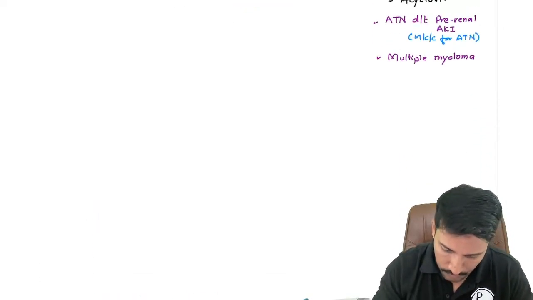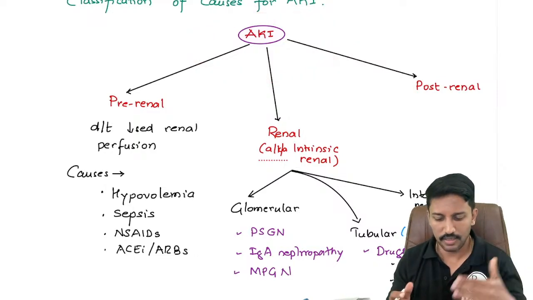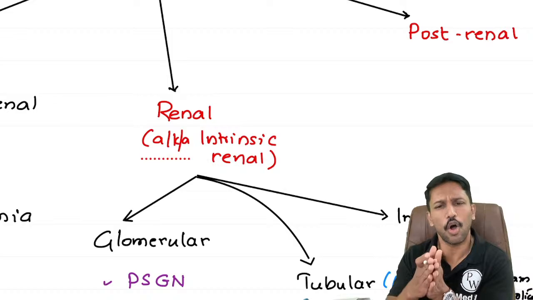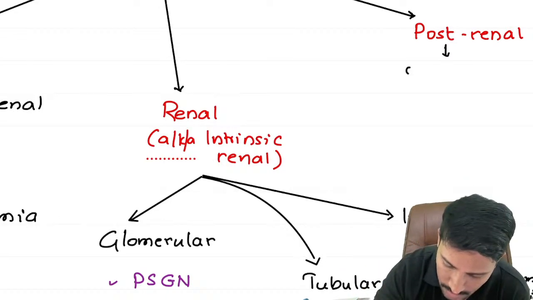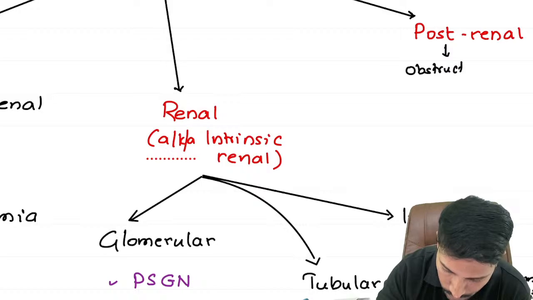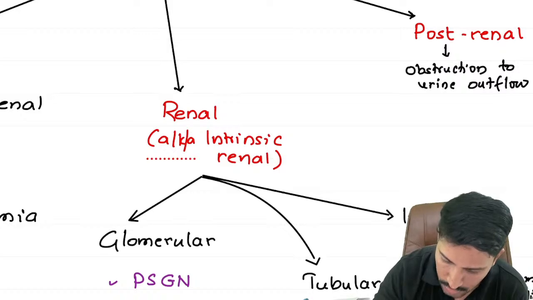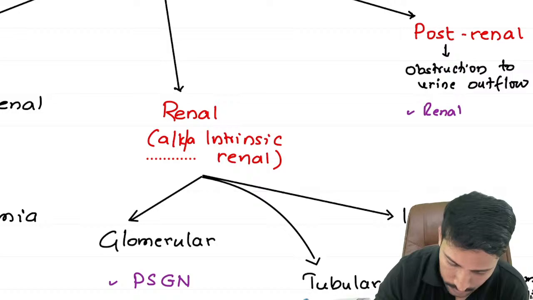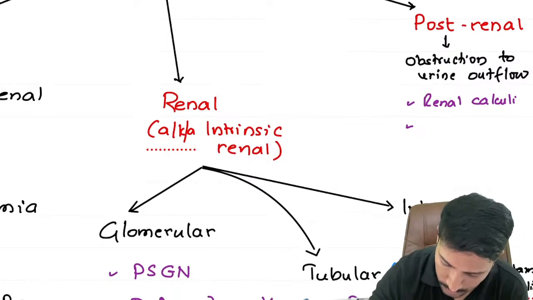Okay. So this is about the causes for the acute kidney injury, classified as pre-renal and renal. Then we have not mentioned the post-renal causes. Post-renal means obstruction. Simple thing is obstruction to urine outflow. So what can be the cause? It can be caused by renal calculi, right? The stones or calculi.